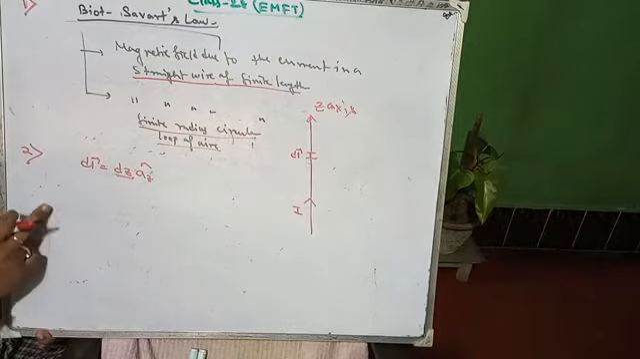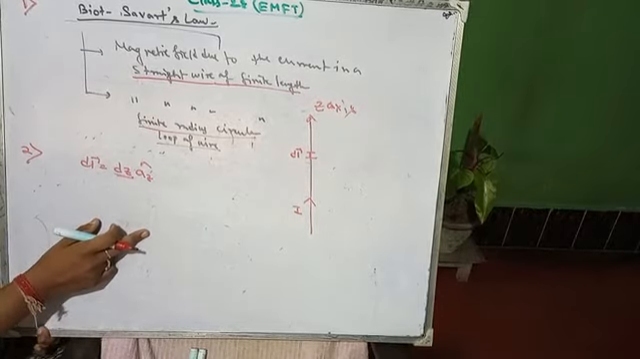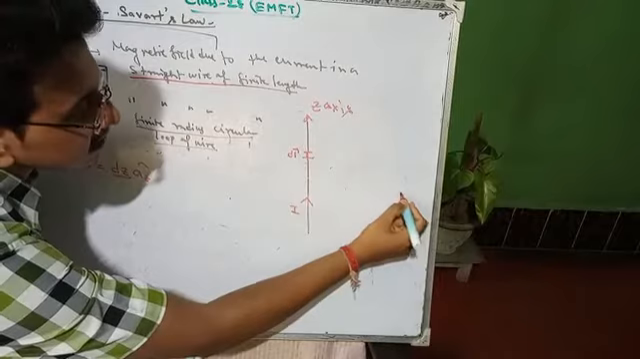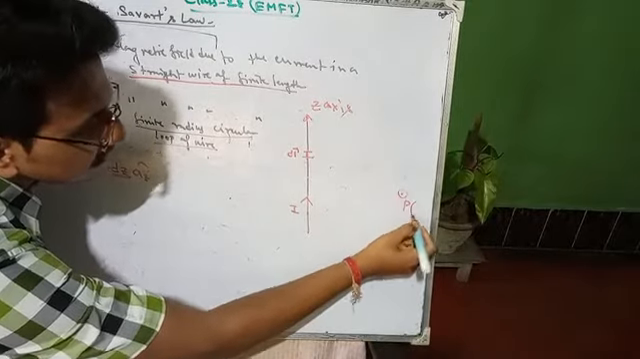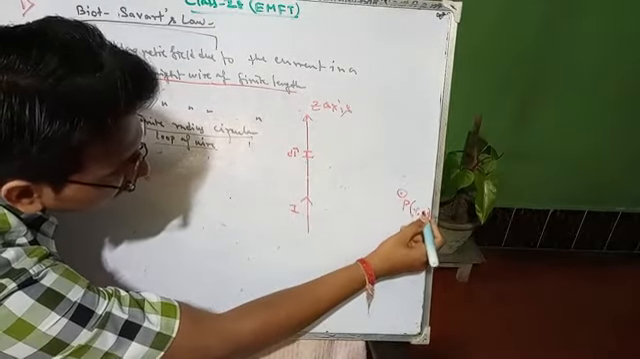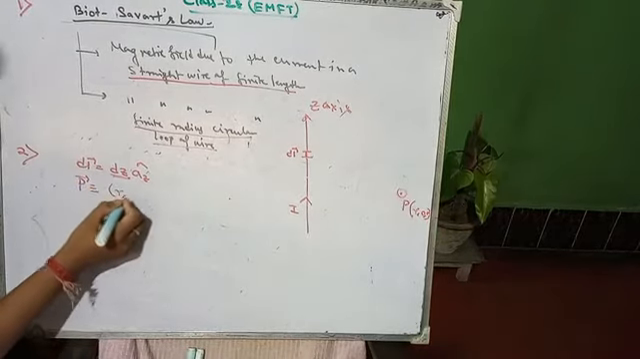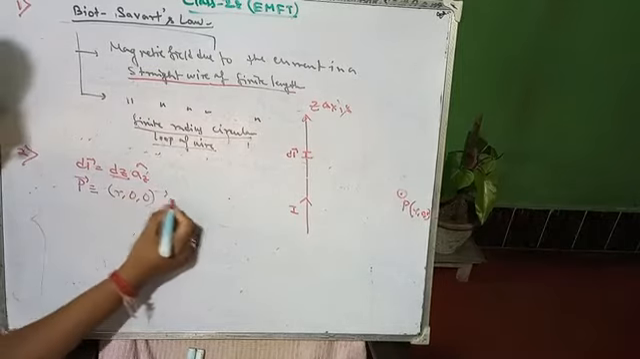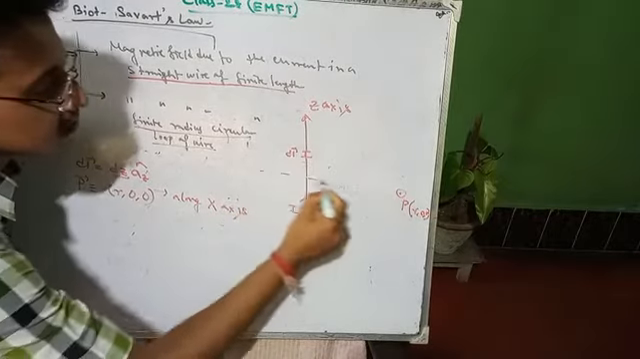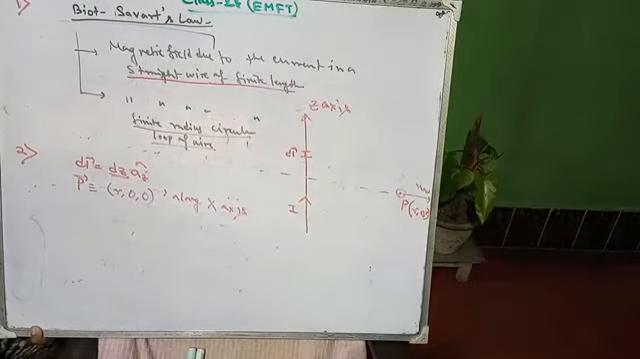Next, the field point is located at some point P. Suppose we are considering a point P at (r, 0), that is, the testing point lies along the x axis. So this is your x axis that you are taking here.